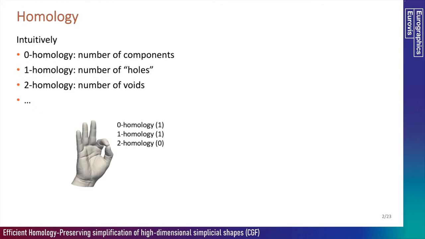But let's look at a couple of examples in 3D. If we consider the mesh dataset here, the zero homology is one because it is composed of only one object. The one homology is one because we have only one cycle, formed by the hand, the thumb, and the index. And two homology is zero because the bottom of the hand is open, so there is no cavity that is completely enclosed.